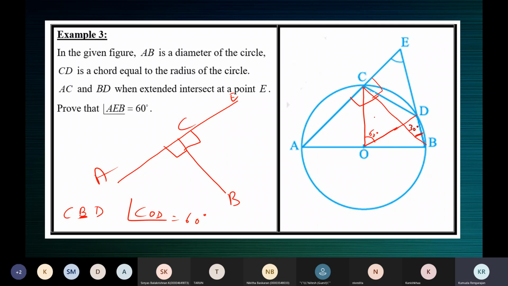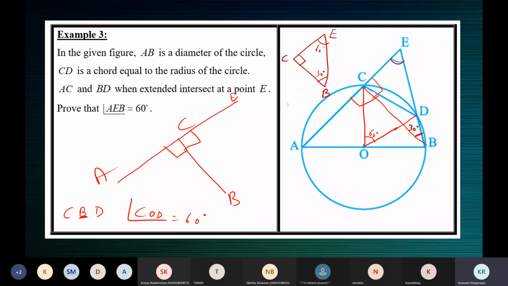Now you can see the triangle BCE, wherein you know that this is 90 degrees and you know that this is 30 degrees. So by angle sum property, this one is 60 degrees. So we proved, or we found, that this is 60 degrees.